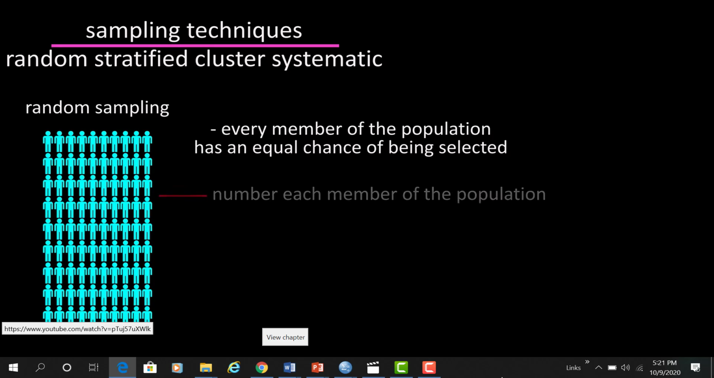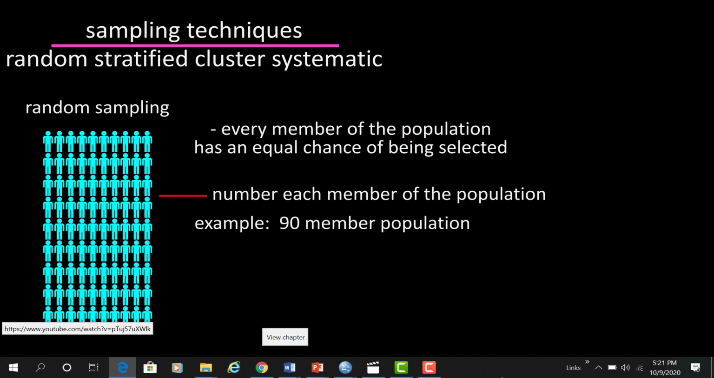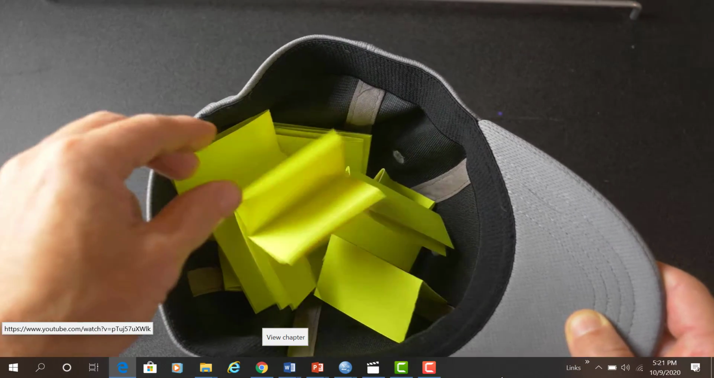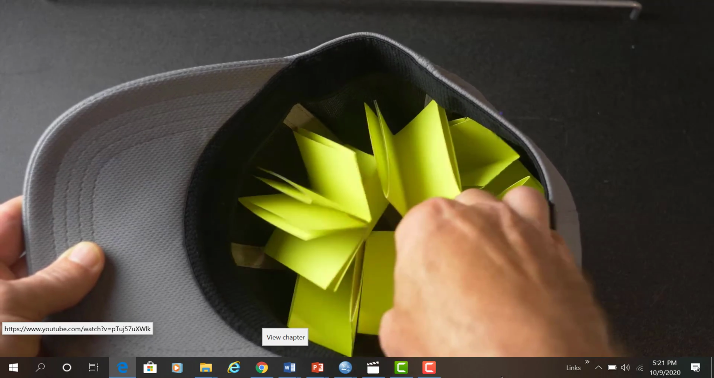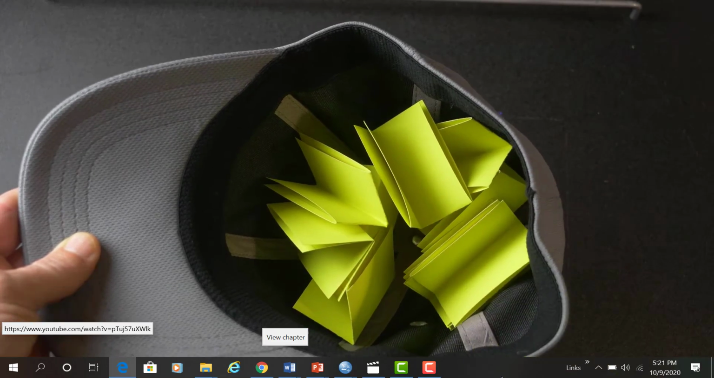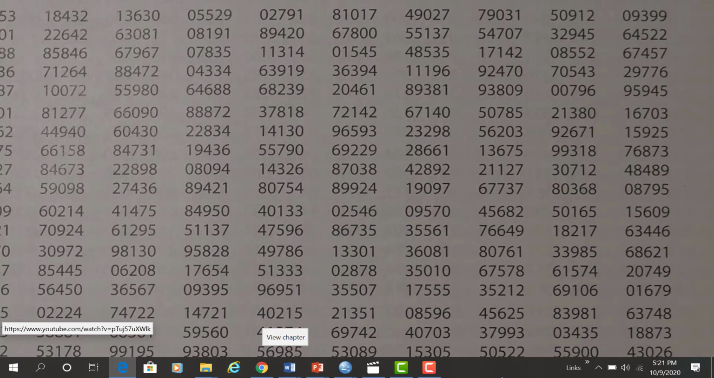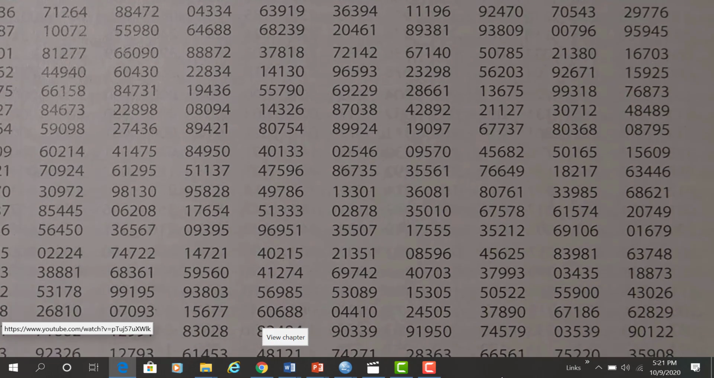The researcher could number each member of the population. To keep it simple, say a population of 90 members. He or she could then place numbered cards 1 through 90 in a hat or bowl or mixer and select as many cards as needed to complete the sample. Or they could use a calculator or computer to generate random numbers. Or they could use a random number table like this one.